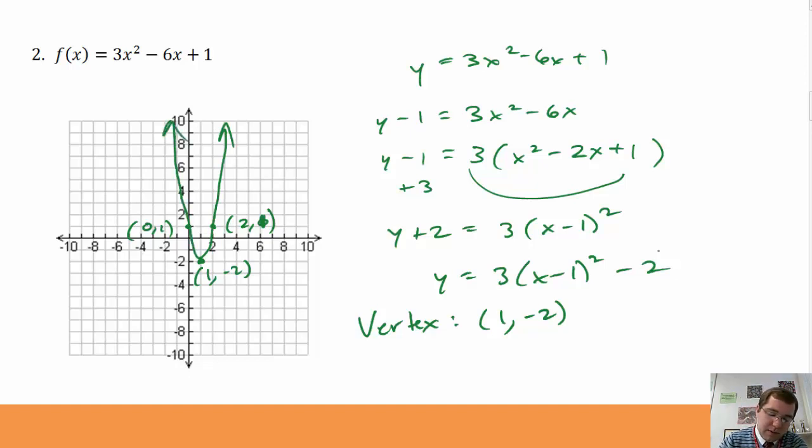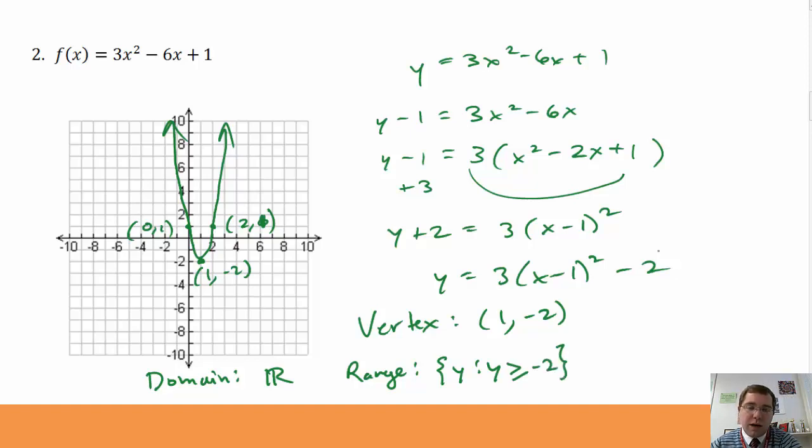Now, what's the domain? The domain for any parabola, for any quadratic function, is all real numbers. What's the range? The range is limited by where the vertex is. So the range here is the set of all y such that y is greater than or equal to negative 2. That's the lowest y value we can have, and we can have anything above it.